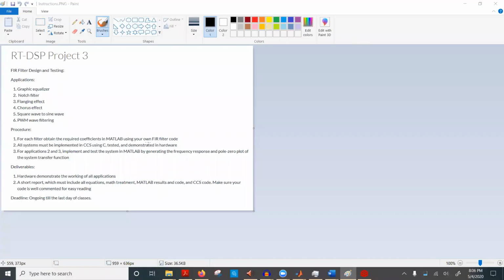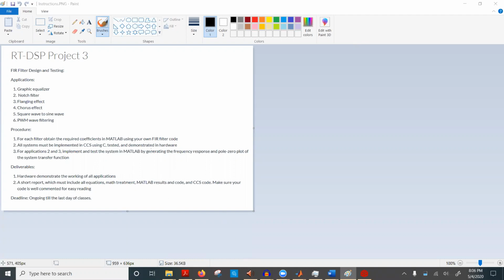All right, so for this next video, this is our demonstration project, RTDSP Project 3, we're going to be tackling. I've decided to tackle both the flanging effect and the chorus effect in the same video, because these two effects are closely related to each other.